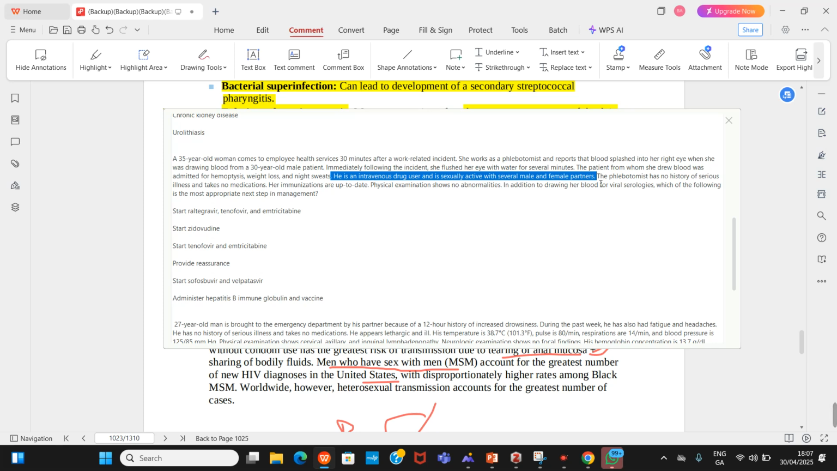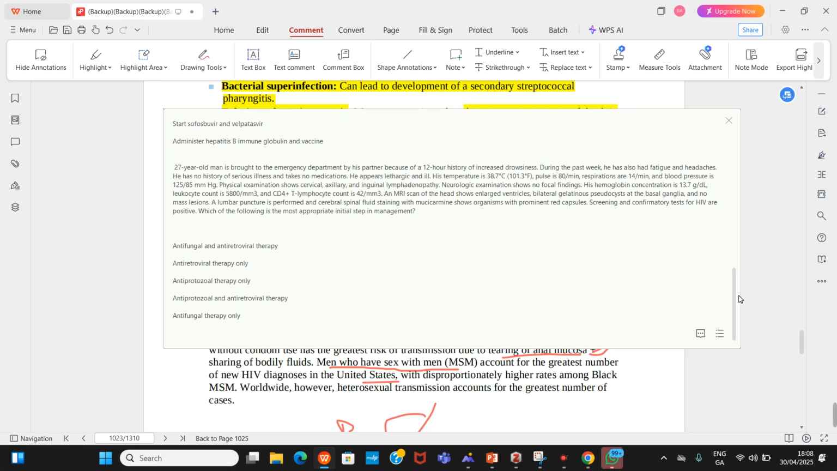So it's already high. This person is an IV drug user and is sleeping with men. Although the phlebotomist is a woman, the IV drug use makes it more likely. The phlebotomist has no history of serious illness and takes no meds. Immunizations are up to date. Physical examination shows no abnormality. In addition to drawing blood for viral serology, which of the following is the most appropriate next step in management? What do we do for this patient? Post-exposure prophylaxis. It is as simple as that.